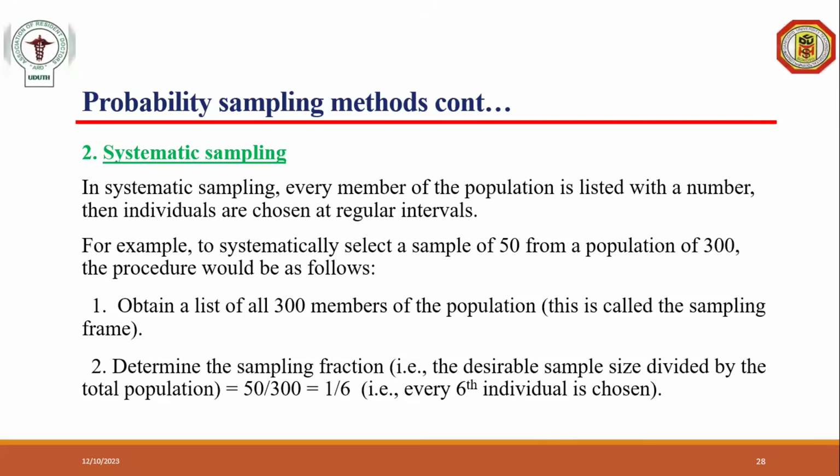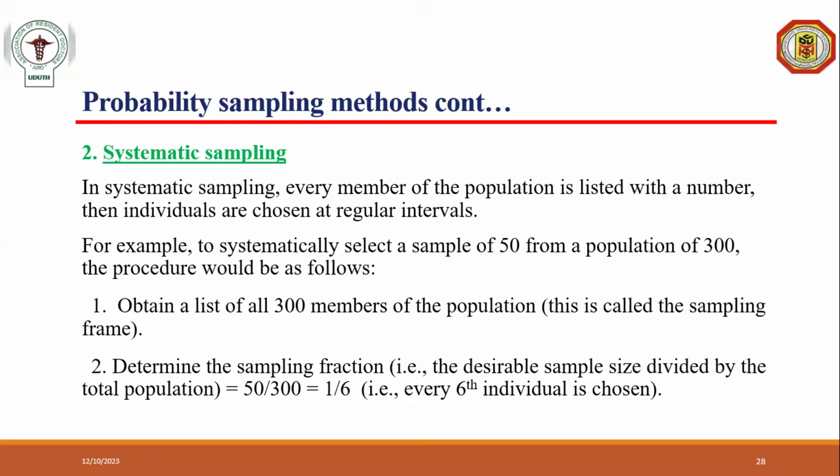So how do we calculate the sampling interval? Sampling interval will be equal to our sampling frame, which is 100, divided by our sample size, which is 20. So 100 divided by 20 will be equal to 5. So our sampling interval will be equal to 5. So you are going to use this 5 to select your members.